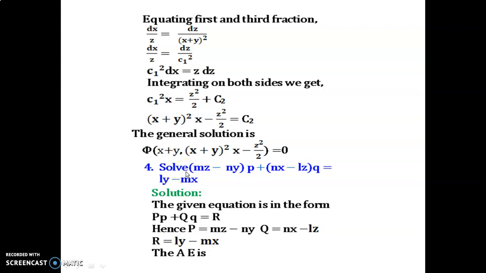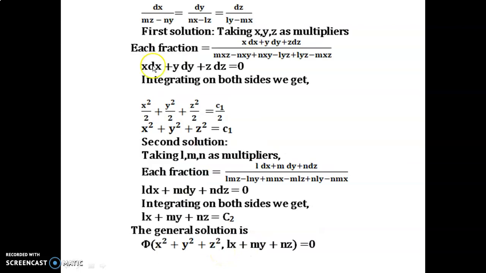Now the fourth example: solve (mz minus ny)p plus (nx minus lz)q is equal to ly minus mx. Here the power of p and q is 1, so we will solve by using Lagrange's method. The given equation is already in the form Pp plus Qq equal to R. So comparing, we get P, Q, and R. The auxiliary equation is dx upon P, dy upon Q, dz upon R. Here we cannot cancel out the fractions.